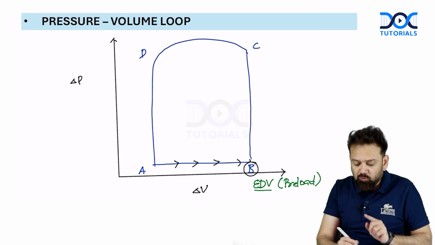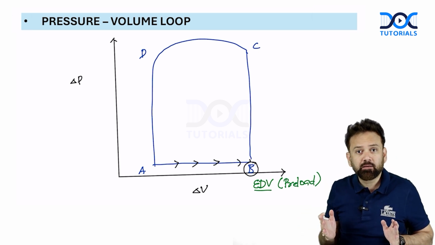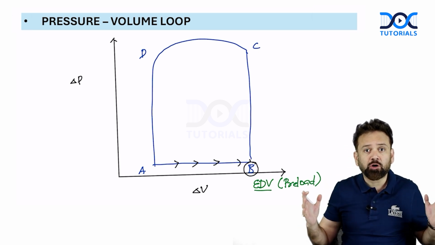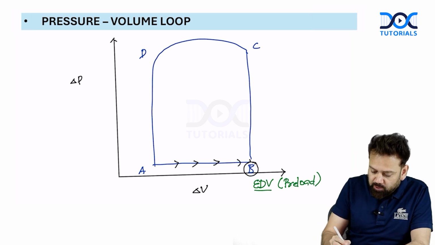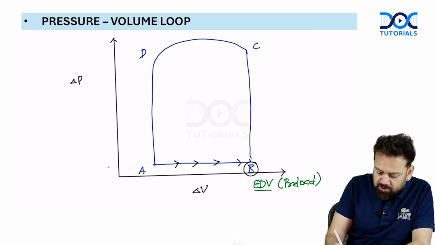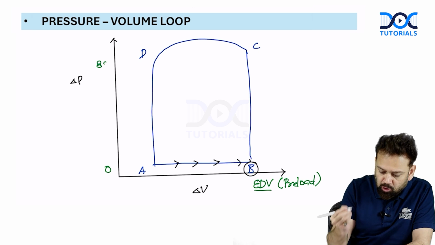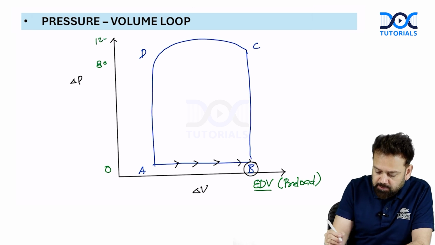So minimum volume was A, maximum was B. And what is the maximum volume before contraction? End diastolic volume or preload. From point B to point C, you can see pressure rising from approximately 0 to 80 mmHg. It is in all approximately 120 mmHg.